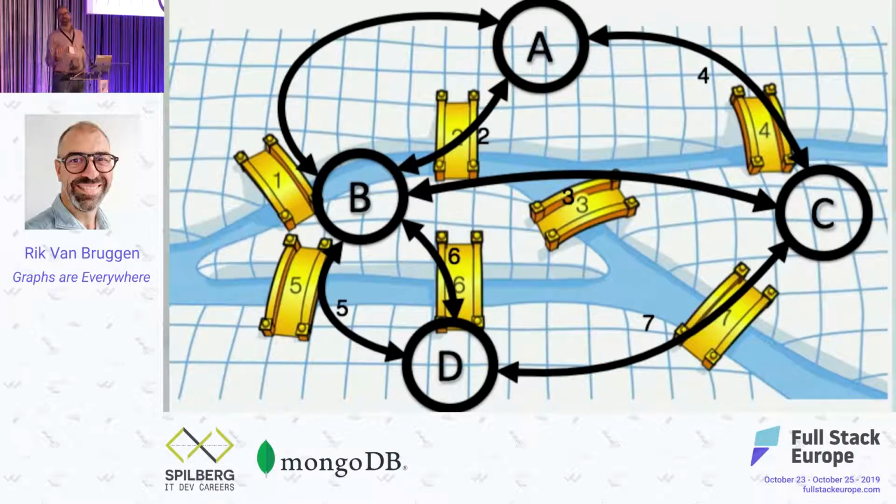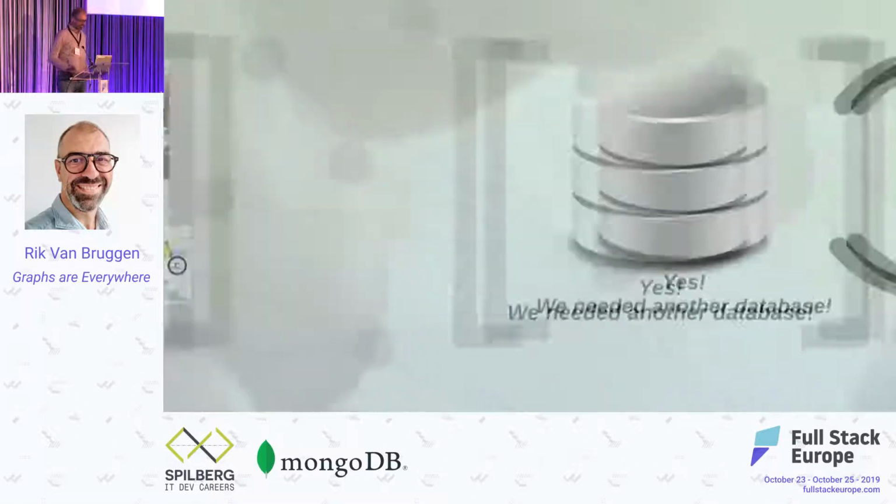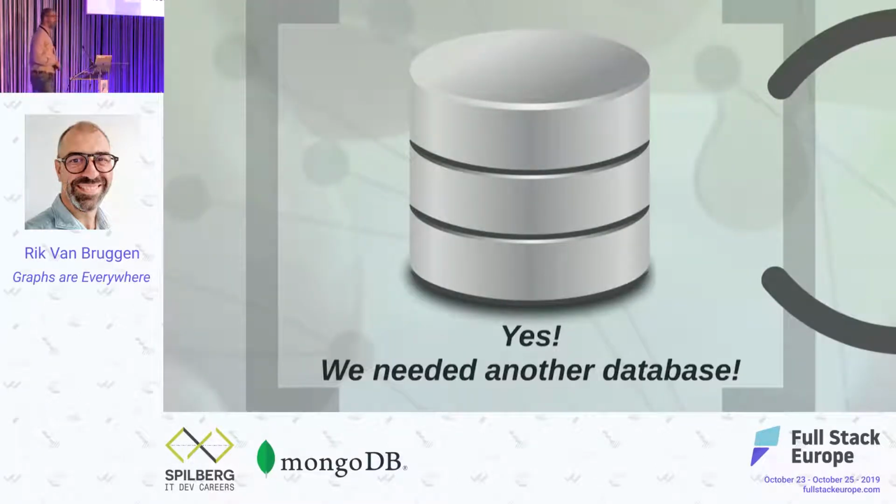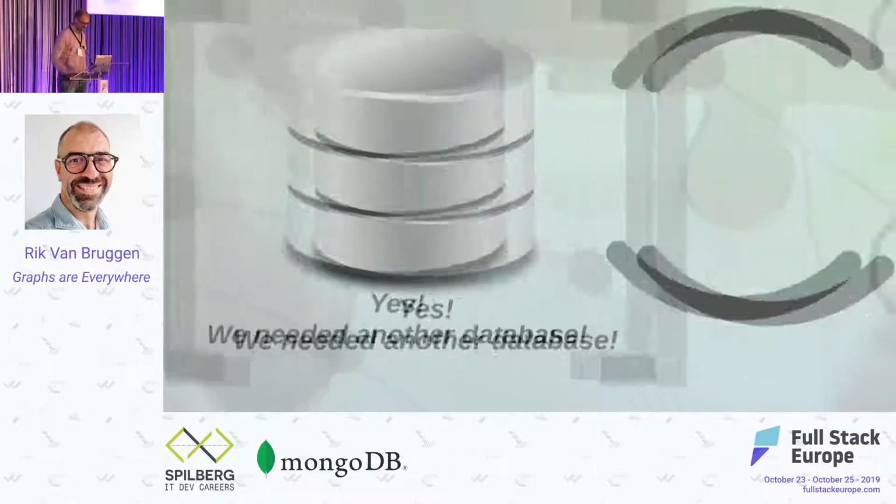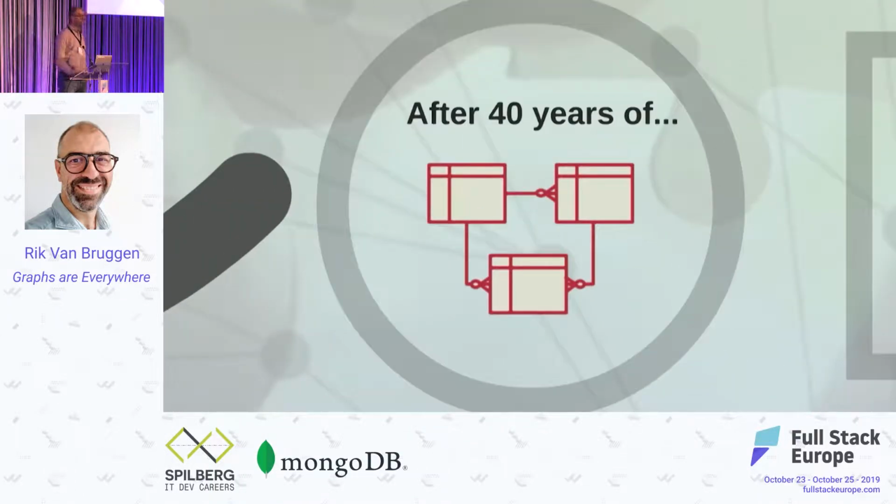And then applying some simple but meaningful algorithm on top of it, a smart algorithm on top of it, is actually going to get you there, right? And guess what? That's what we'll be doing with Neo4j all the time, but we needed another database for that. Right? Yes, we needed another database. 40 years of relational and all of that wonderful stuff didn't really give us the possibilities to do this.